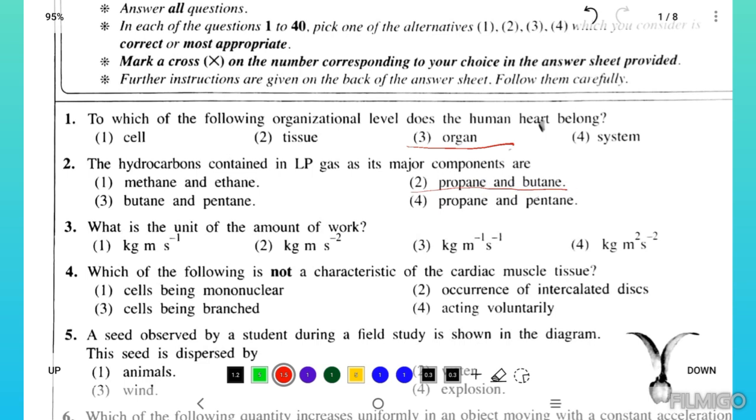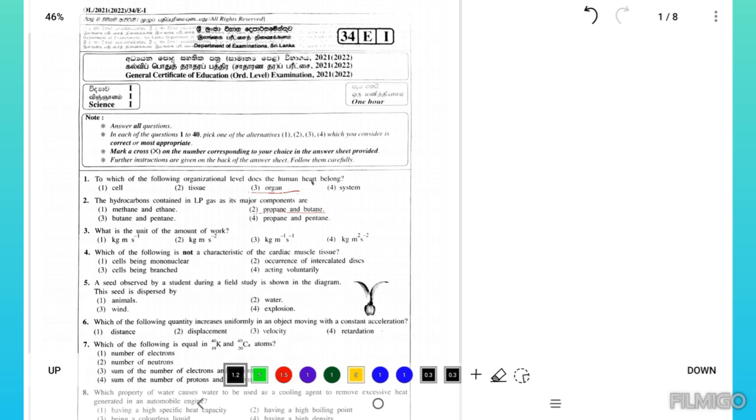Question number 3. What is the unit of the amount of work? What is the equation that we can use to find work? Work done is equal to force into displacement.